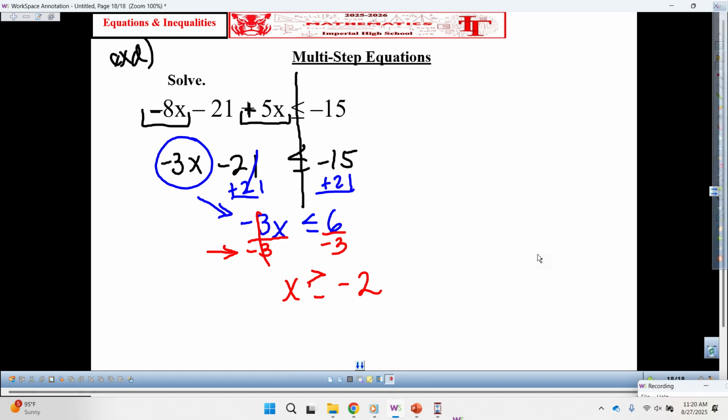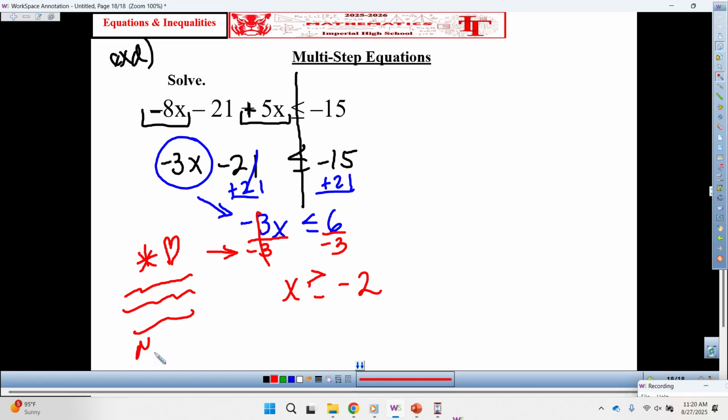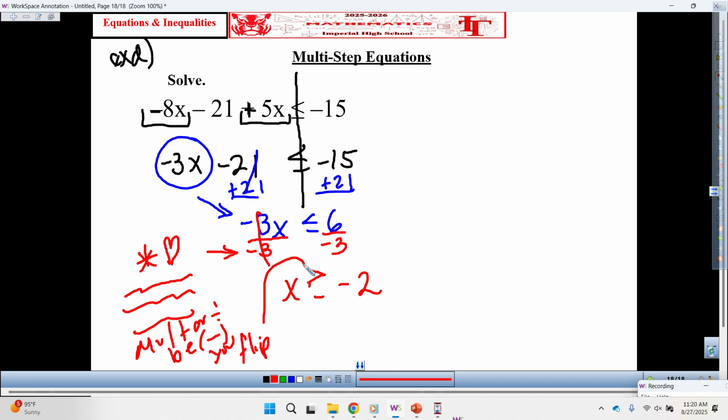So now instead of less than, it's what? Greater than. Yeah, so make a little note for yourself on the side so that you remember to do that. Put a little asterisk, put a heart, and then make a little note: whenever you multiply or divide by a negative, you flip. And then point to that. You flip it.